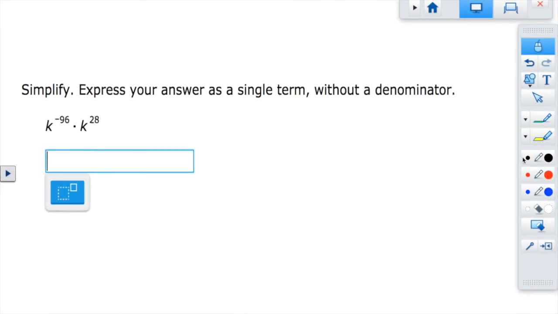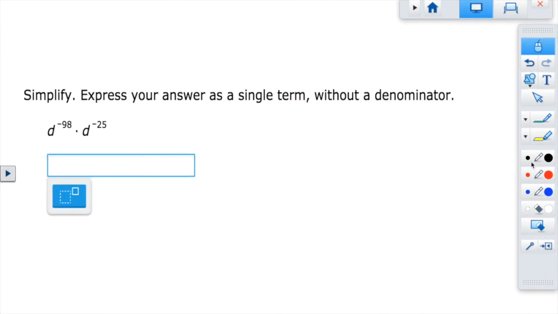One negative, one positive, but that doesn't matter. We're just going to use our rules for adding integers. So when we have different signs, we don't add, we really subtract. So 96 minus 28 is 68. So I got k, 68, but the sign of the bigger number keeps the sign. So 96 is negative, so my answer will be k to the negative 68. And we would rewrite that normally, but for this assignment, we're just leaving it as a negative.